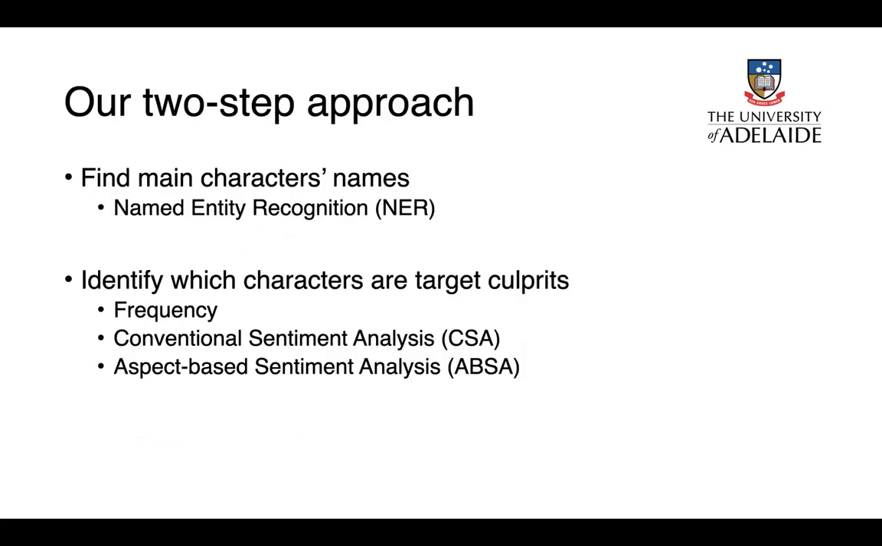This is the solution, a two-step approach. The objective of the first step is to find main characters' names using named entity recognition. This step is relatively straightforward. Our focus is the second step, where we need to identify which characters are our target culprits. We investigate three methods, and we compare their performance.